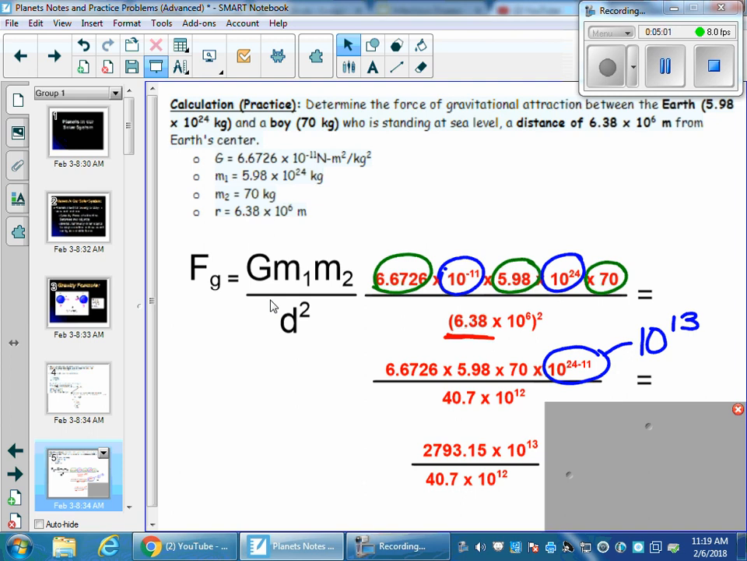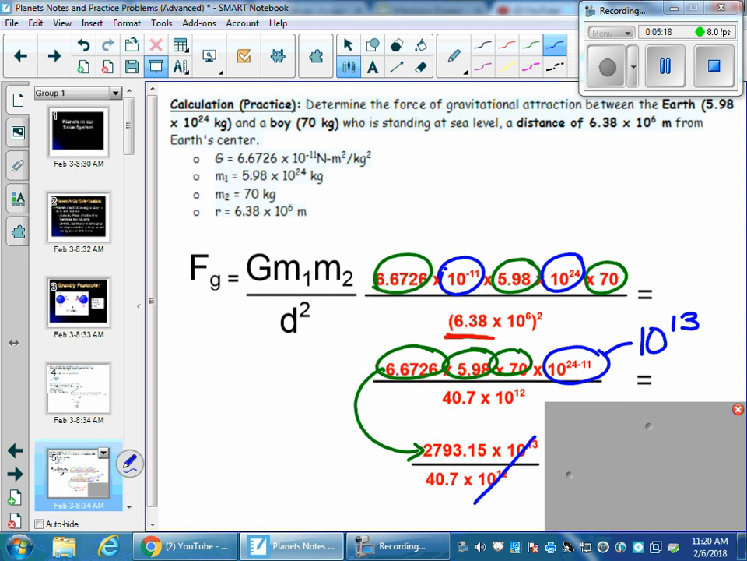So when I do that and I've multiplied these three numbers here together, I get this number here. Okay. Then the second step is to deal with the exponents. And when you're dividing, you're going to subtract. So you're going to end up taking 13 minus 12, you get 1. So this is just times 10.